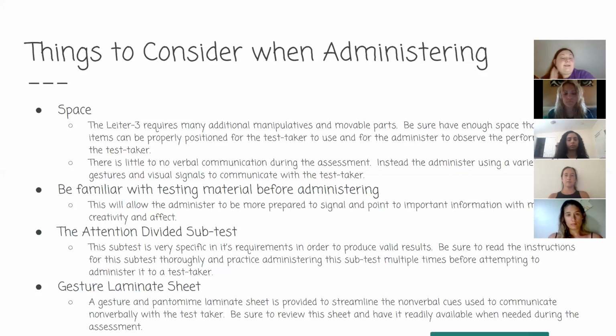And then the attention divided subtest is very specific in its requirements in order to produce valid results. So for that reason, you should be sure to read those instructions very carefully and thoroughly, and possibly practice that part of the subtest a few times before actually administering it to a test taker. The gesture laminate sheet, as I said, has different types of gestures and pantomimes provided on it. It's to streamline the nonverbal cues used to communicate with the test taker, to make sure that, because this is a standardized test, all gestures are the same or close to the same, so that the validity of the test can withstand.